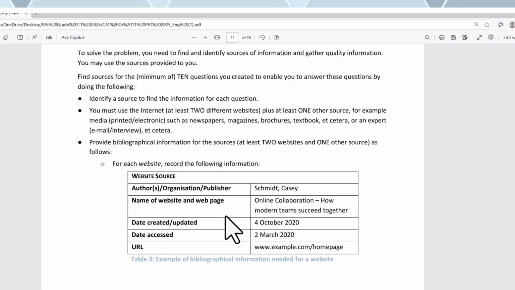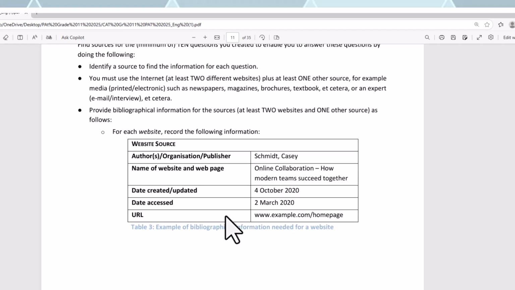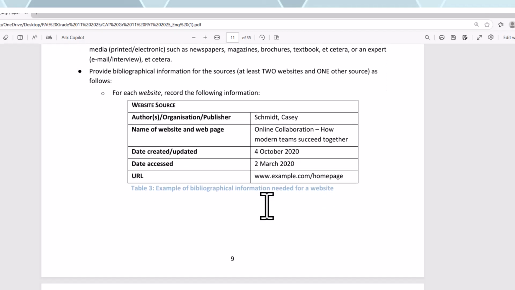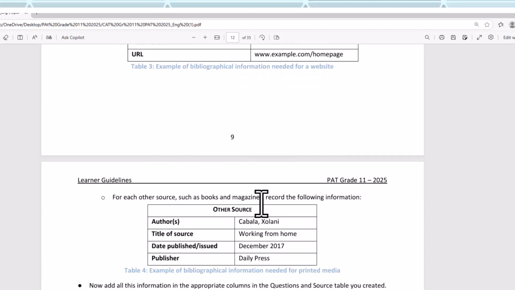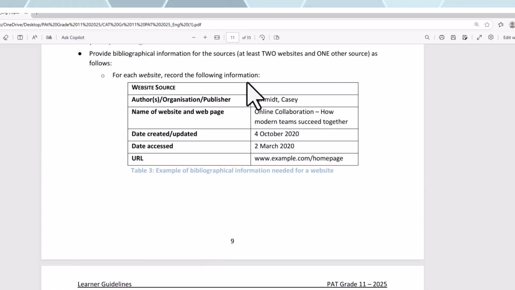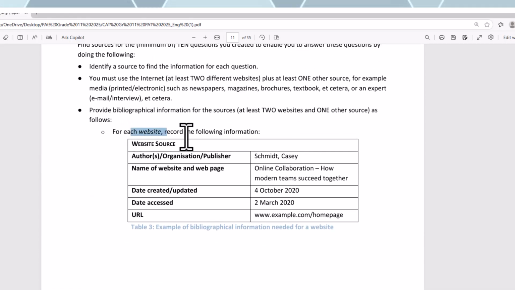So do not put anything in unless you've got a resource and a bibliography for it. It's very important. In fact, I've heard that you can actually go to jail, guys, for stealing another person's work. So you can see what they're doing here. They're saying for each website, record the following: the author, the name, the website, when it was created, when you accessed it, and the URL.